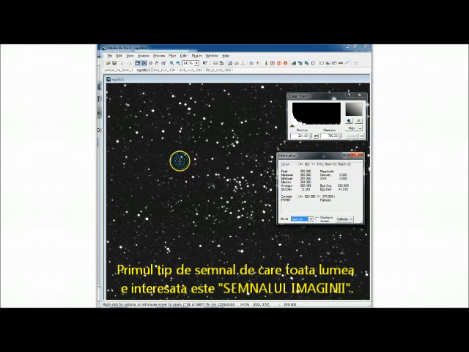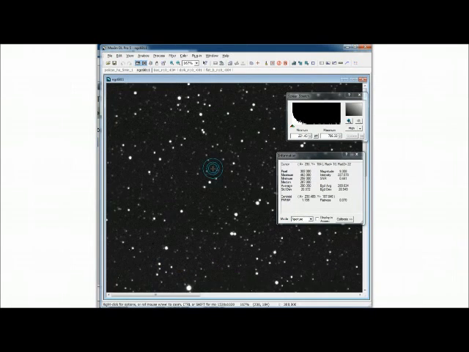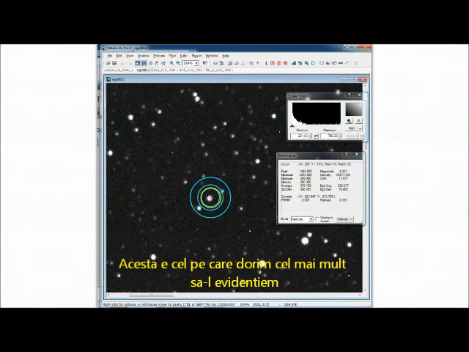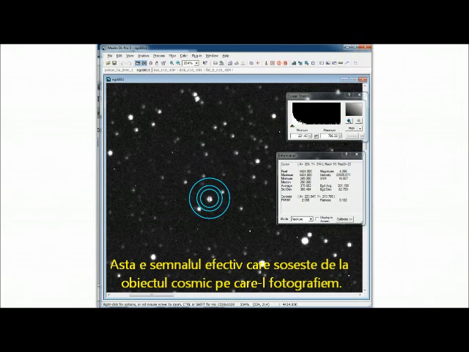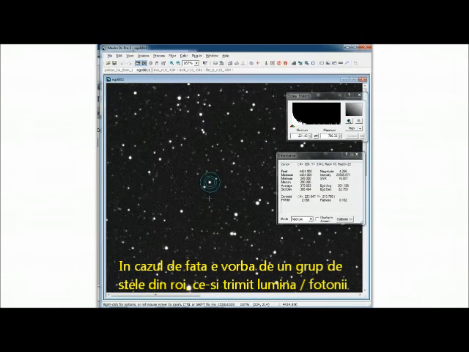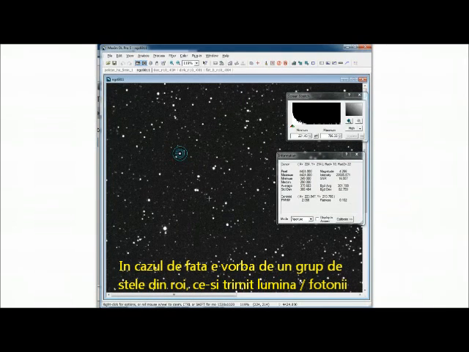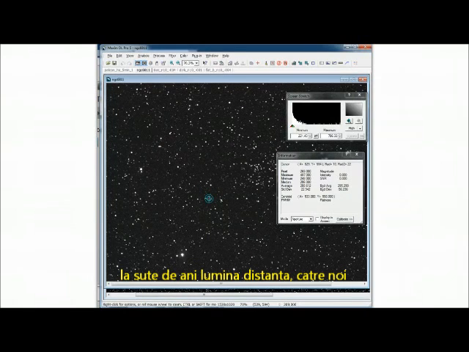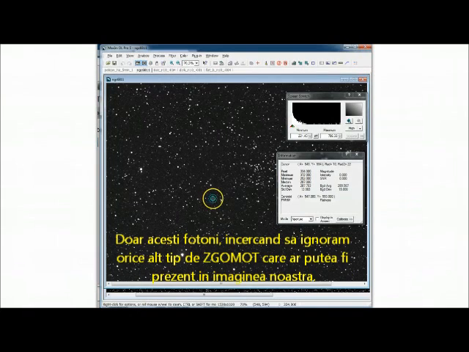The first type of signal that everybody should be most interested in is called the image signal. This is what you are trying to get the most of. This is the actual signal coming from the object or objects that you are trying to image. In this case, it's a group of stars in a star cluster that is sending its light, its photons, hundreds of light years away to us, and we are trying to capture that signal, just those photons, and we're trying to ignore every other kind of noise that may be present in this image.